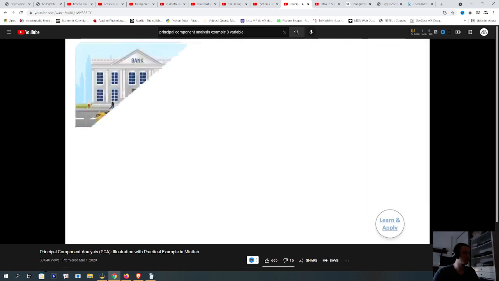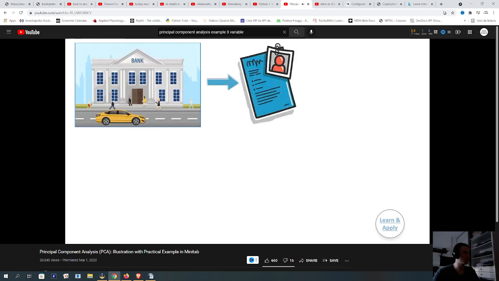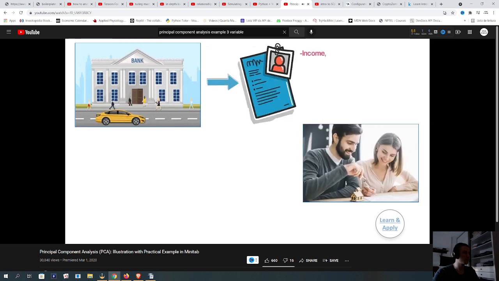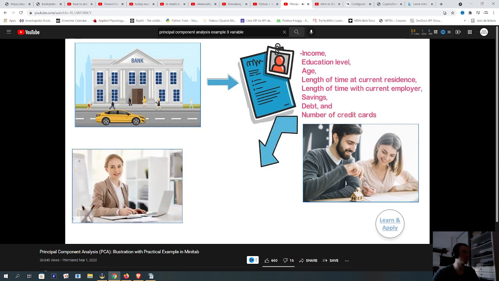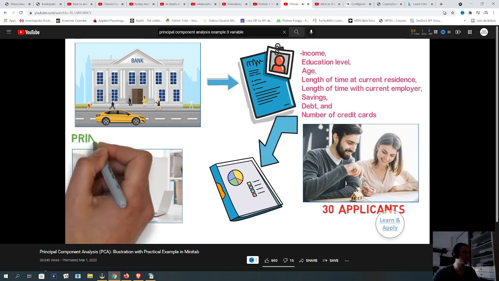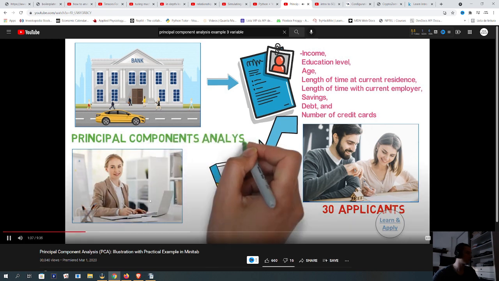For example, a bank requires 8 sections of information from loan applicants like income, education level, age, length of time at current residence, length of time with the current employer, savings, debt, and number of credit cards. A bank administrator wants to analyze this data to determine the best way to group and report it. The administrator collects this information for 30 loan applicants. Here, the administrator performs a principal component analysis to reduce the number.